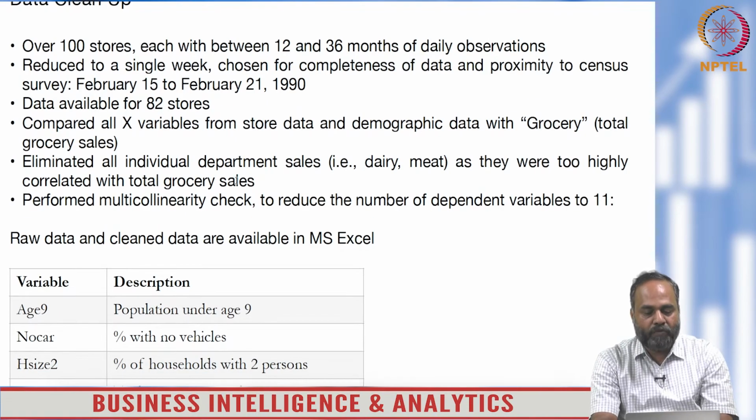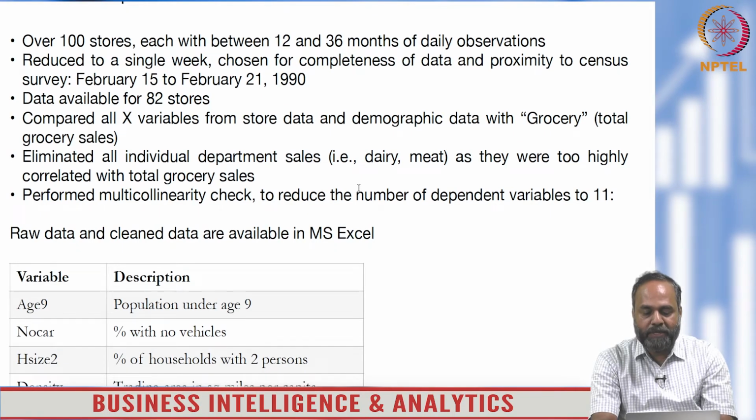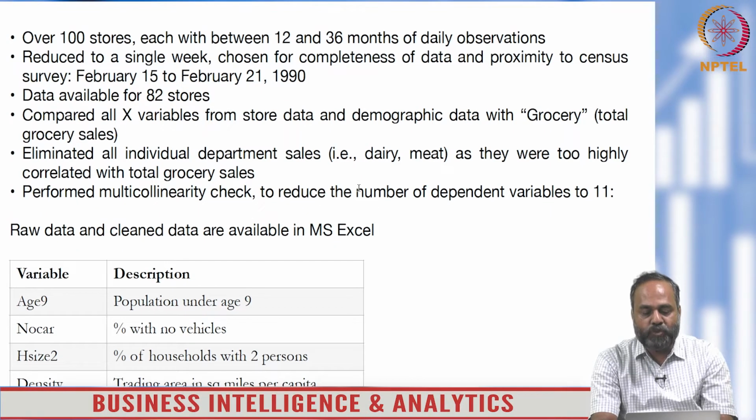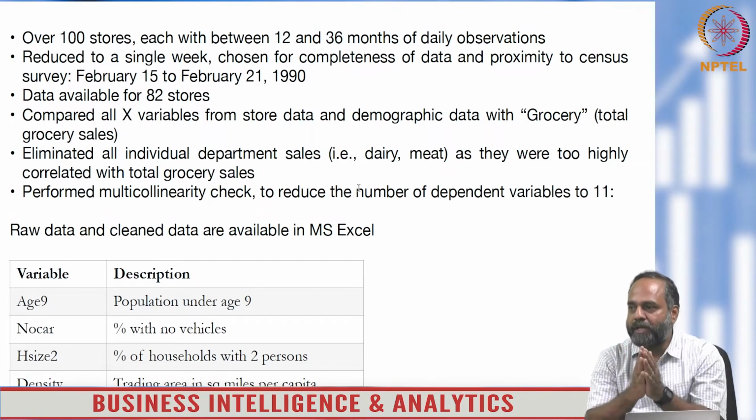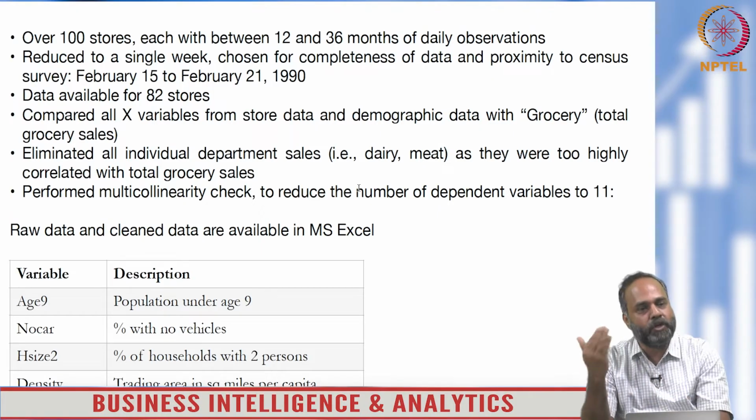autocorrelation of data, compared all X variables from store data and demographic data with grocery, and eliminated all individual department sales as they were too highly correlated with total grocery sales. So they checked for multi-collinearity. In this kind of sales data, a lot of individual item sales will be correlated, and they may be strongly correlated with the total sales.